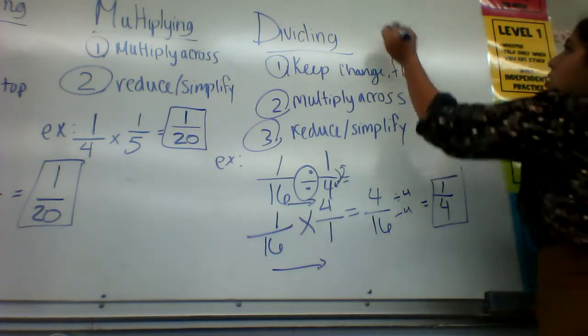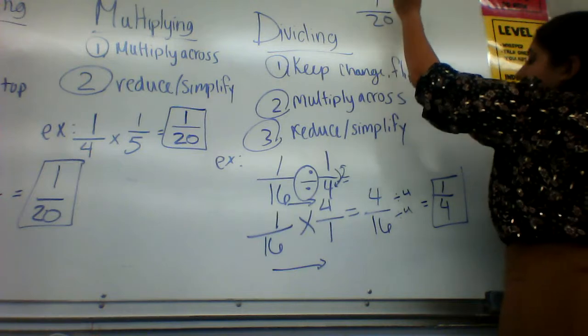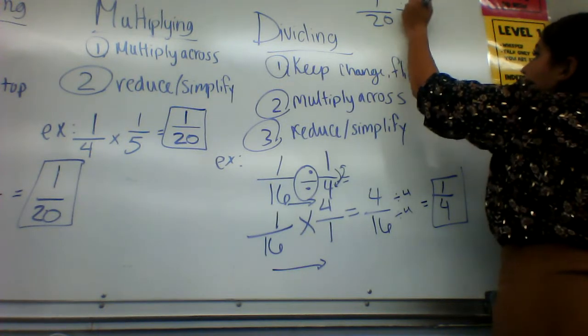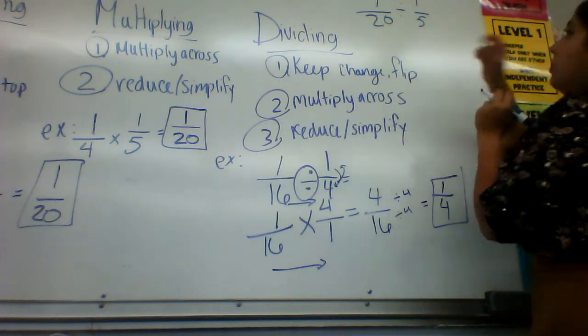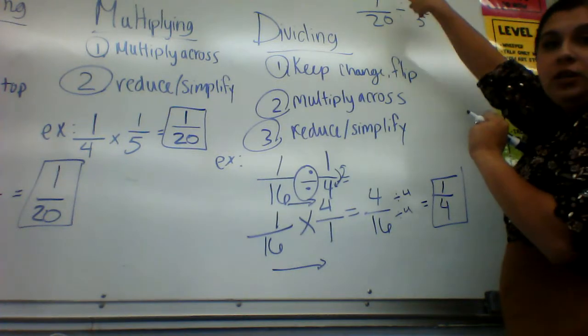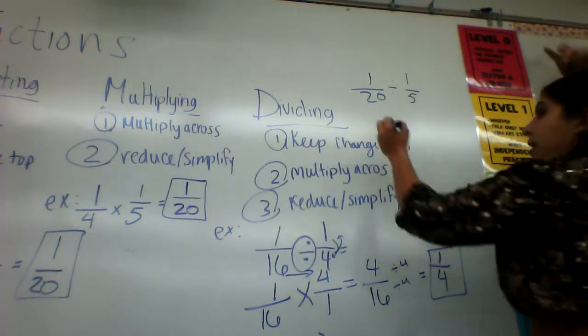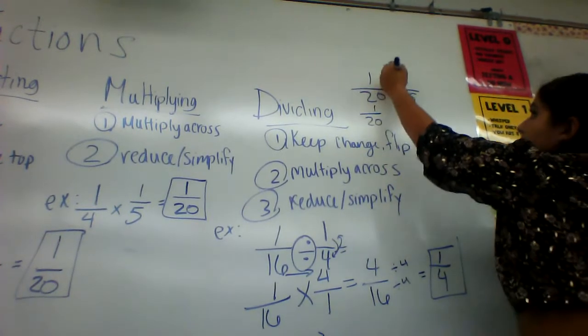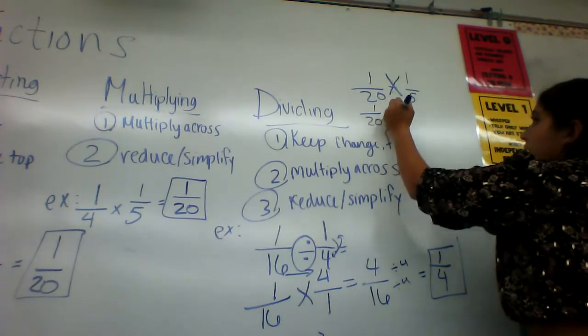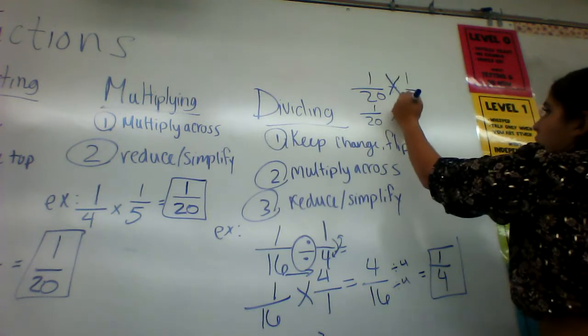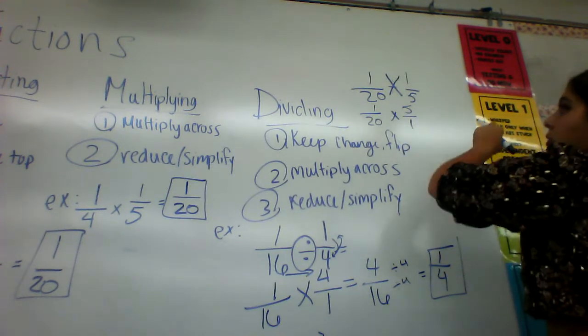We'll do one more example for dividing, because I know that that is a lot to remember all at once. So we'll do 1/20 divided by 1/5. So again, I'm going to keep the first fraction. We're going to keep the first fraction, 1/20, so I'm going to keep that the same. I'm going to change that to multiplication. I'm going to flip that fraction over. Then I'm going to multiply across.